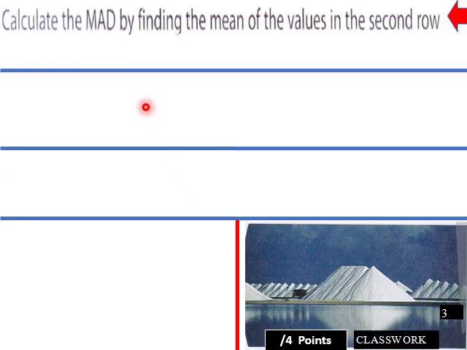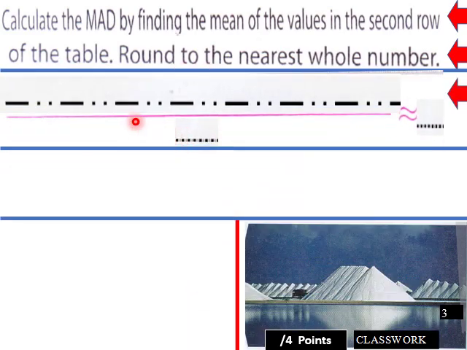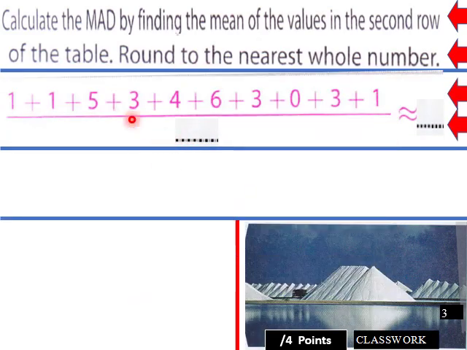Once we figure that out, calculate the MAD by finding the mean of the values in the second row. So we need to find the mean of the mean. To do that, take the second row of the table, round to the nearest whole number, and then when we do that, again, we have our distances from the mean.